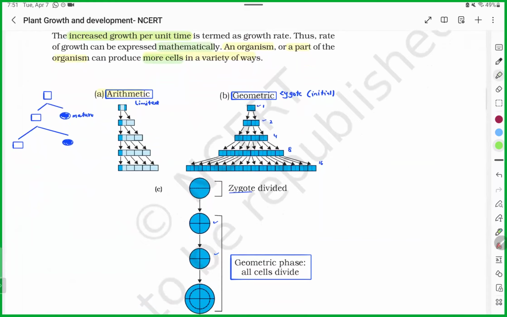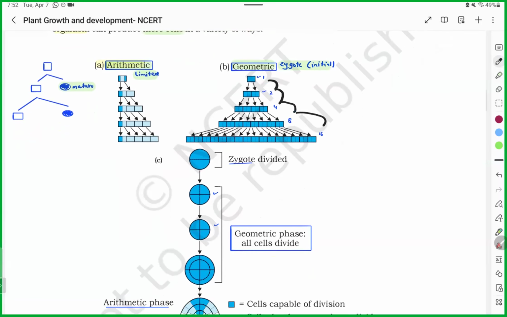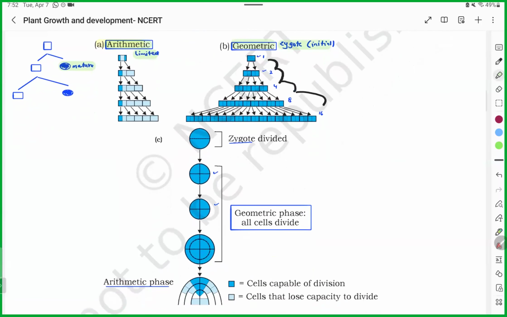Example, in arithmetic growth, there is a limited growth. One cell becomes mature, another cell keeps on dividing. In geometric growth, like the zygote, there is unlimited growth. One cell produces 2, 2 to 4, 4 to 8, 8 to 16, doubling every time. Example, if you see the zygote divide, initially 1 to 2, 2 to 4, 4 to 8.